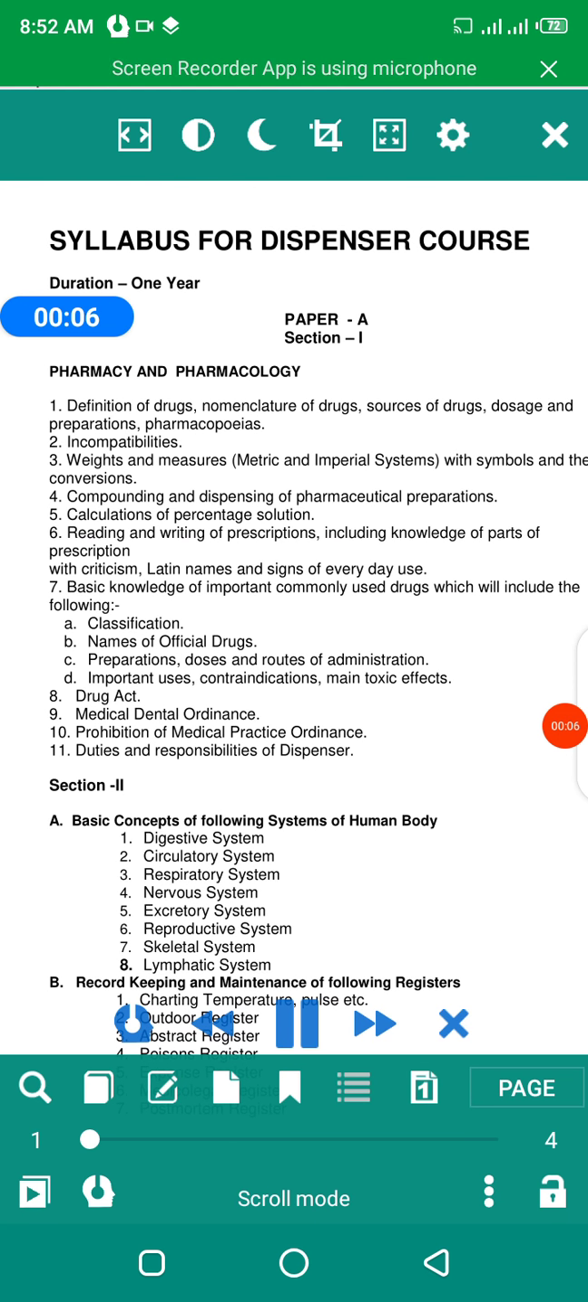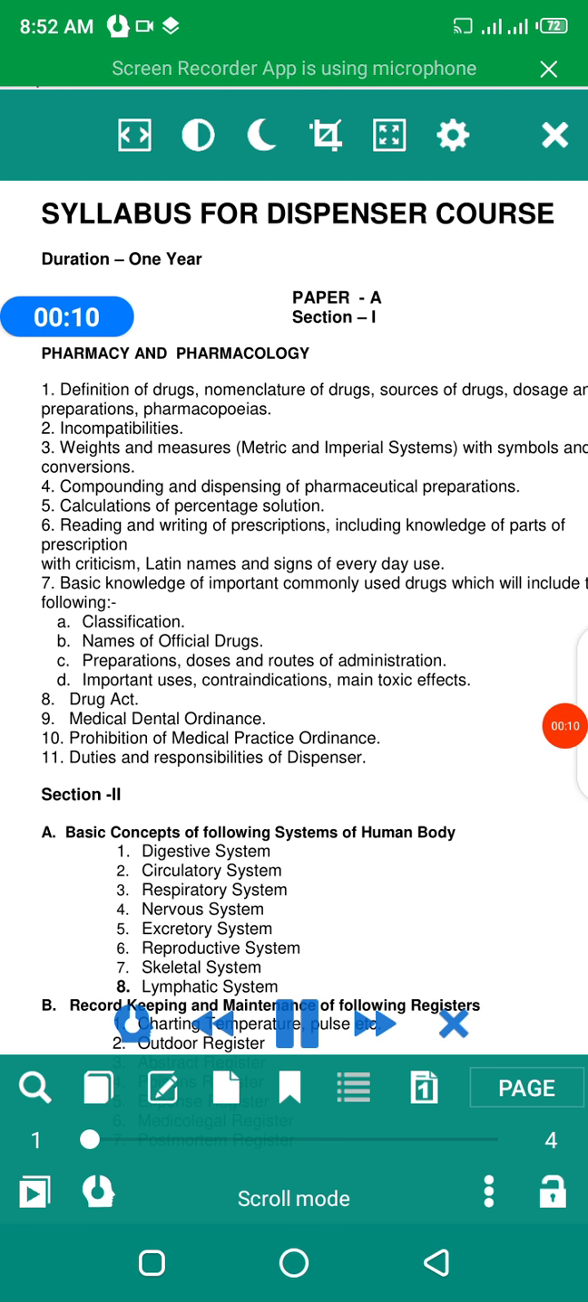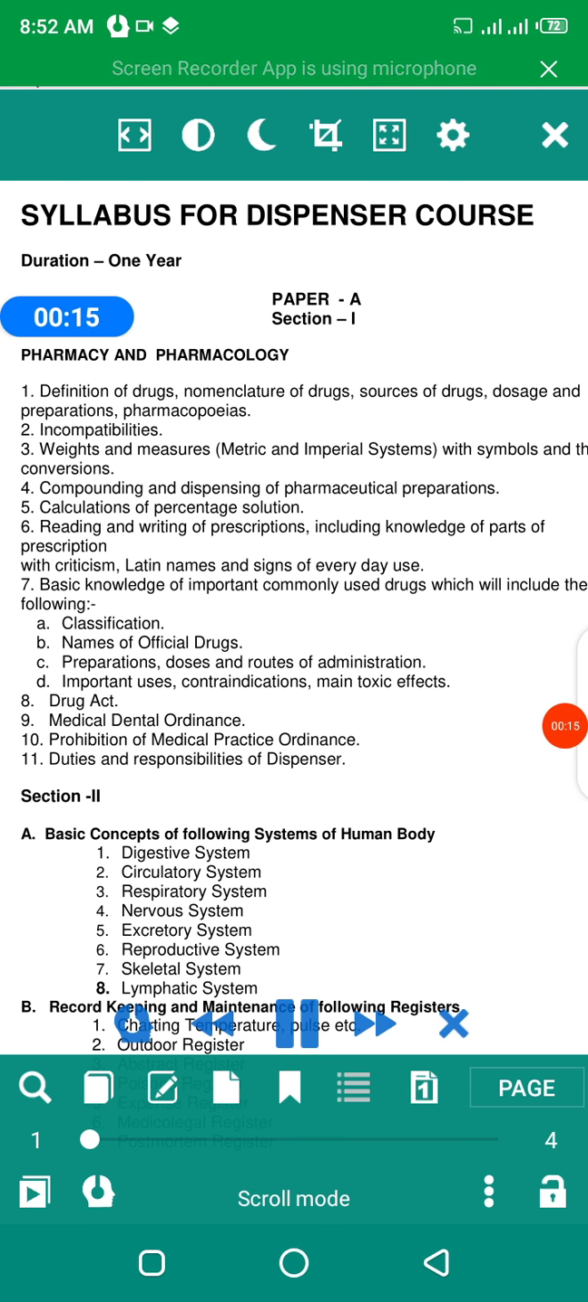Syllabus for Dispenser course duration. 1-year paper, A section. Pharmacy and Pharmacology. 1. Definition of drugs, nomenclature of drugs, sources of drugs, dosage and preparations, pharmacopoeias. 2. Incompatibilities. 3. Weights and measures, metric and imperial systems with symbols and their conversions. 4. Compounding and dispensing of pharmaceutical preparations.